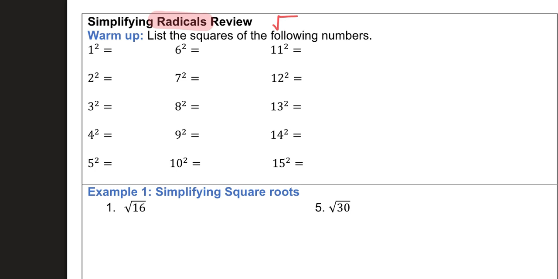First we're going to start with reviewing some squares of numbers. For example, if I take 1 squared, remember that means 1 times 1, which is 1. 2 squared, we have 2 times 2, which is 4. 3 squared, we have 3 times 3, which is 9. 4 squared gives us 16. 5 squared is 25, and so on.